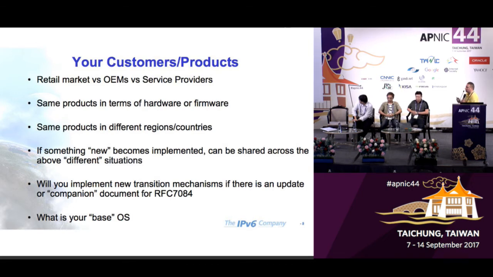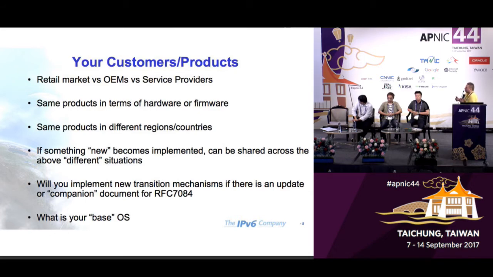So the first question is, I would like to know if you are typically providing CEs to just the retail market, so the people can buy even in the supermarket or the electronic shop or something like that, or if you do also OEM business or service providers or other options, okay? I want to get an idea about where your products typically are delivered or which markets if there are several.